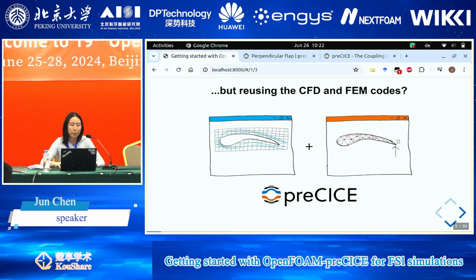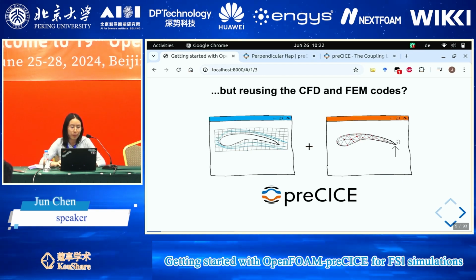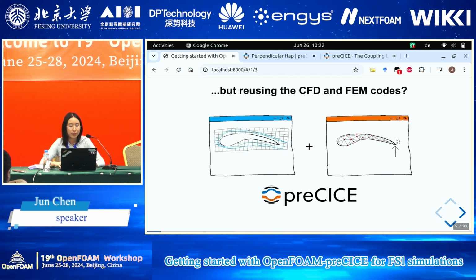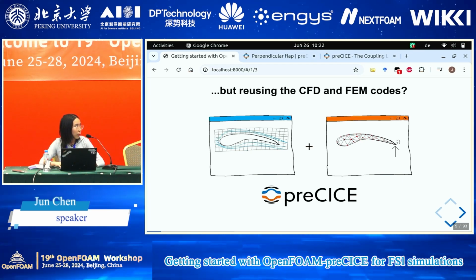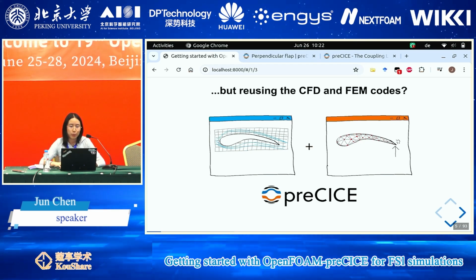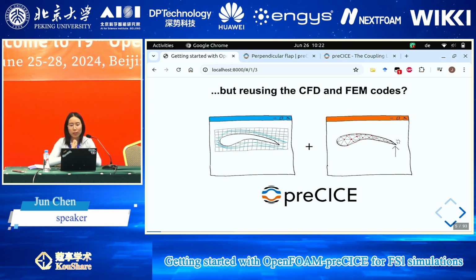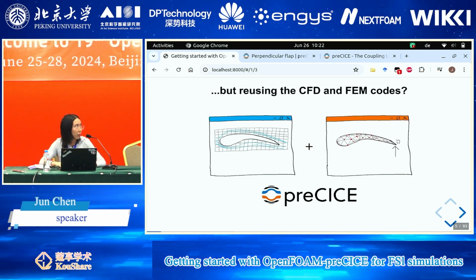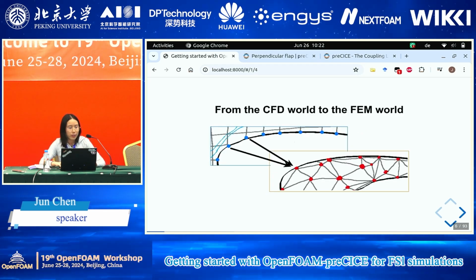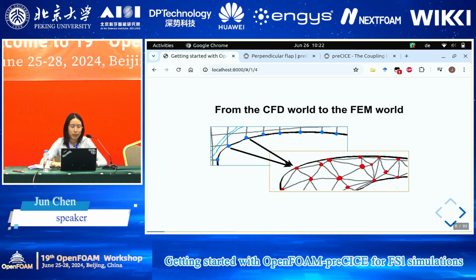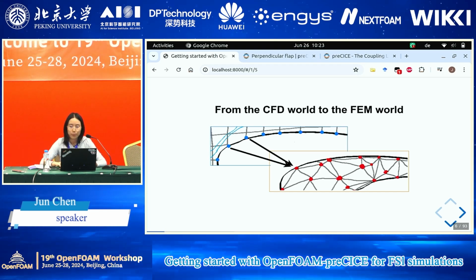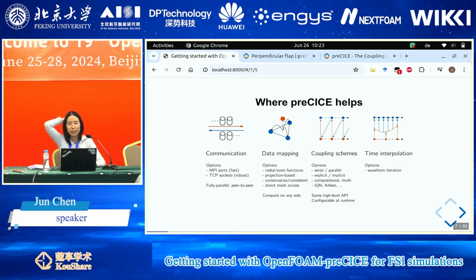preCICE is designed with the basic idea that we want to reuse the existing CFD and FEM codes, which is why it is a library. We want to enable users to call functions inside their solver instead of putting their solvers under one framework and making a lot of changes. So it's designed to be a minimally intrusive library to do the coupling. We want to couple between the CFD world and the FEM world, but it's not limited to this world now, although this is the most common use case, at least in China, I think.